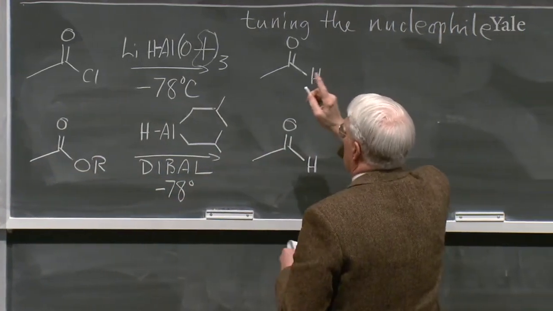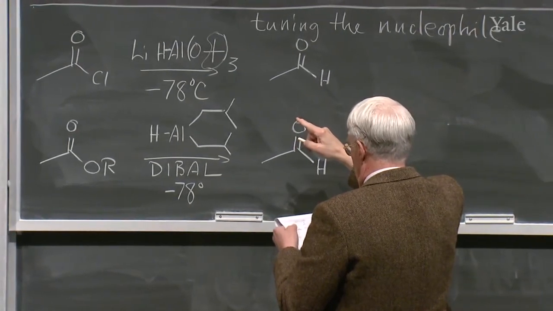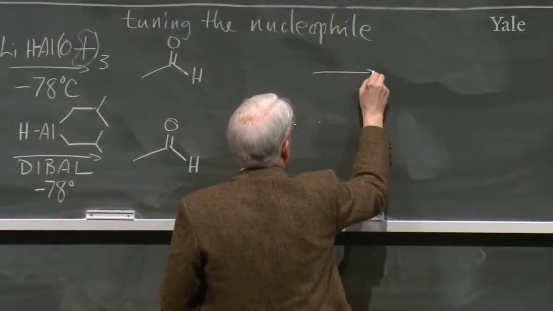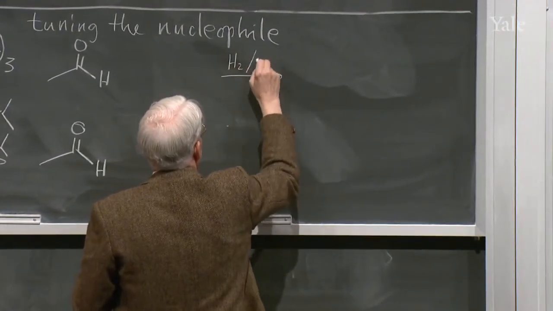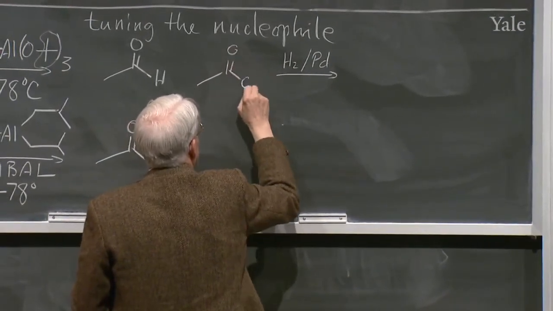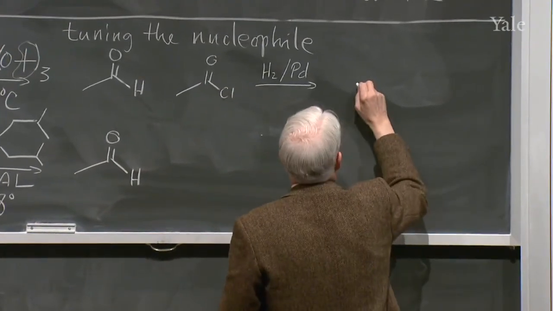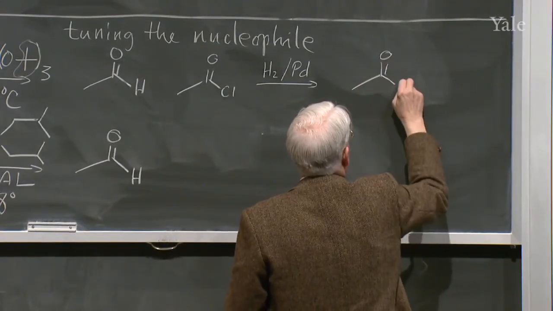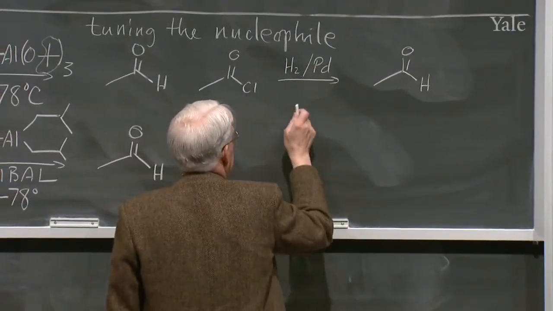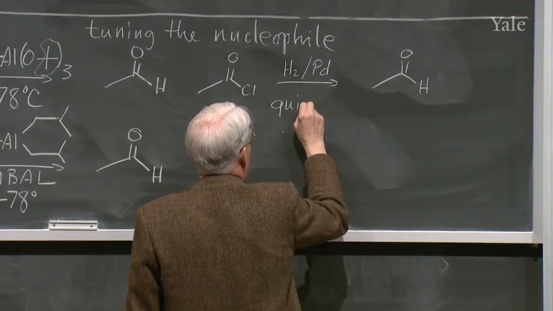Another way of getting from the acid chloride and stopping at the aldehyde is to do it with H2 and a catalyst. So the acid chloride, reduce it to put H2 on the ends of the bond. But of course the aldehyde can also be reduced, so you tame the reactivity of the catalyst by adding a nitrogen-containing compound, quinoline.